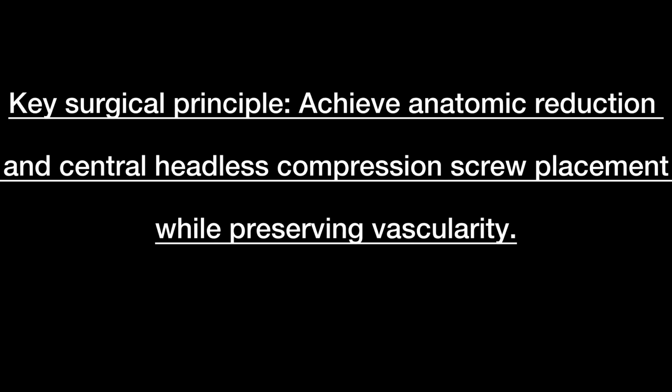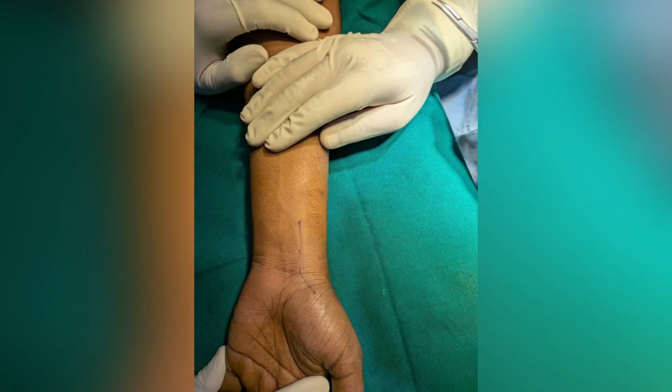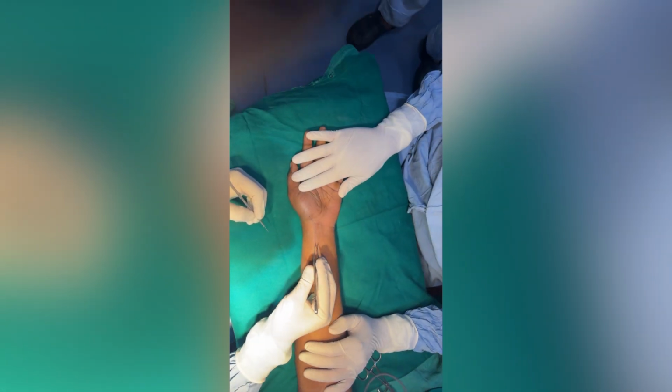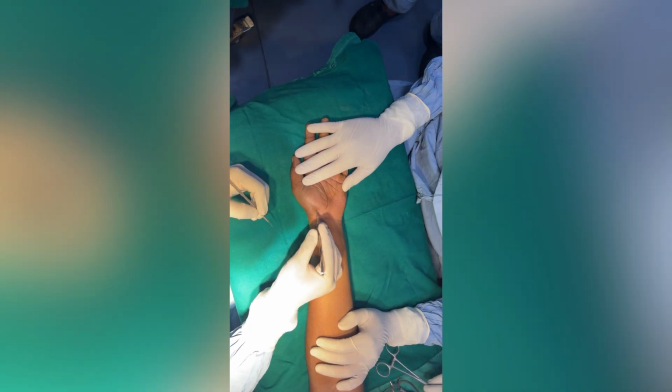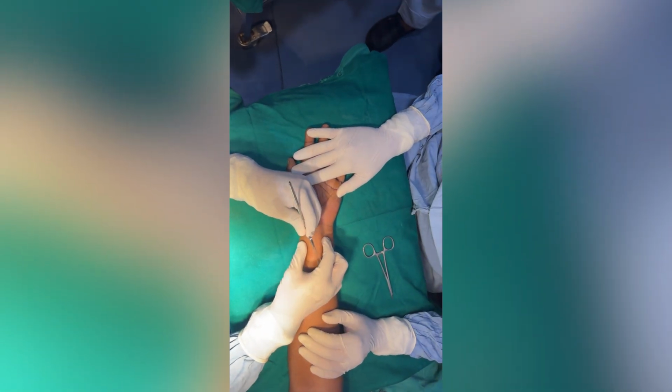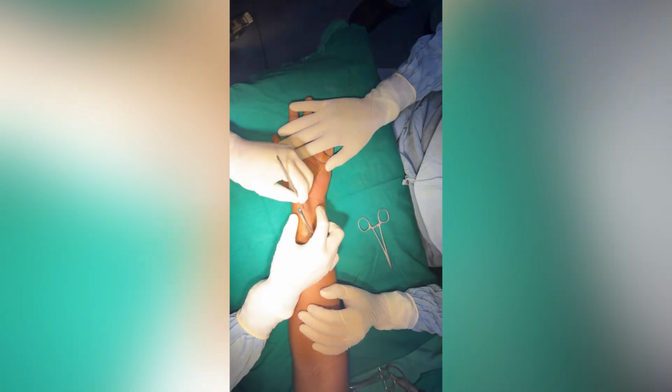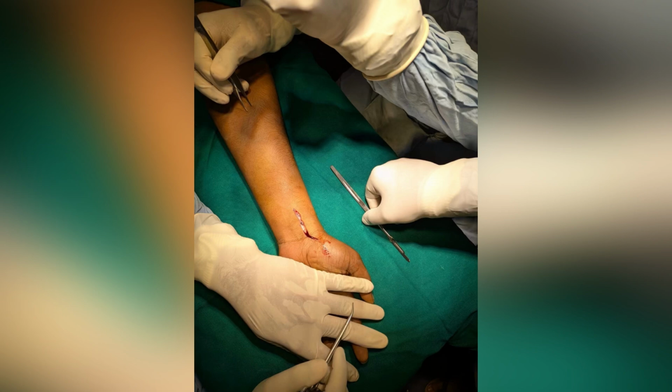The principle of surgery is to achieve anatomic reduction and proper central placement of the screw. So here we are operating on a patient with a 4-month-old non-union and avascular necrosis of scaphoid fracture. We have taken an incision lateral to the flexor carpi radialis tendon. So we have drawn with a marker and are doing the incision.